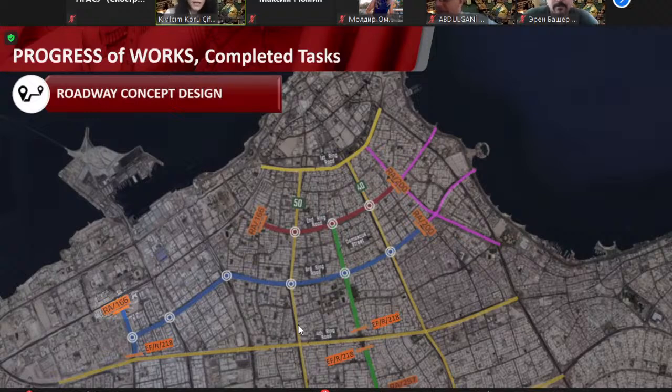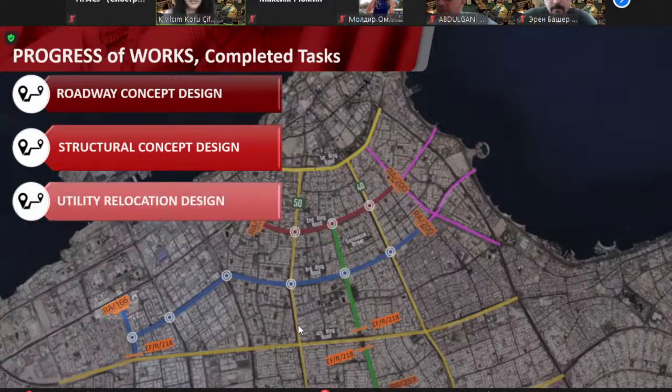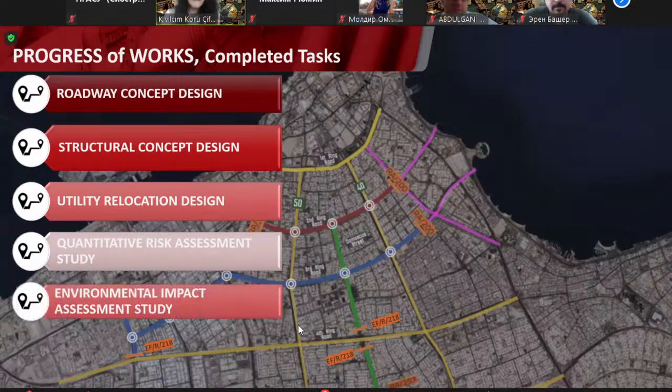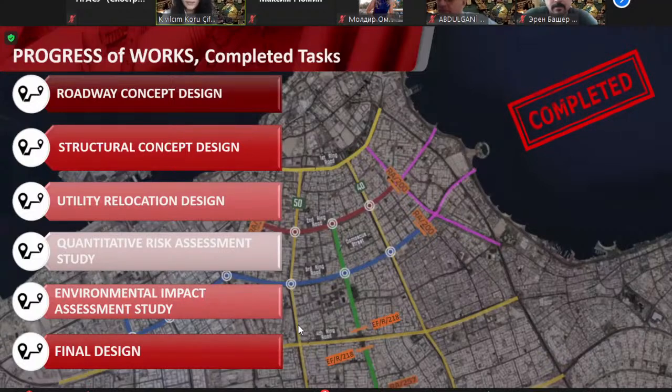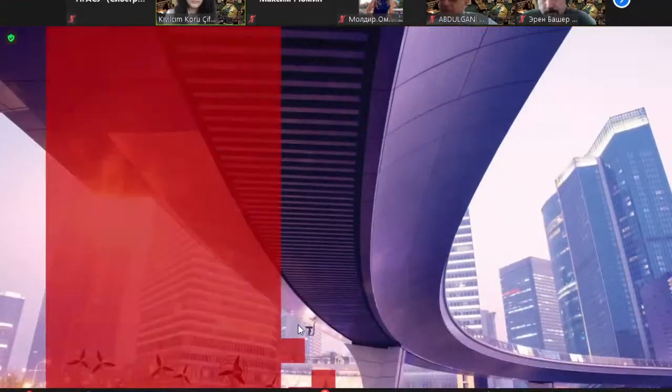Following that, we developed roadway concept design, structural concept design, utility relocation design, quantitative risk assessment study, environmental impact study, and we performed the final design to date. All of these elements are completed, and now we move on to the tender document preparation stage. Hopefully, it will be followed by the construction supervision services.